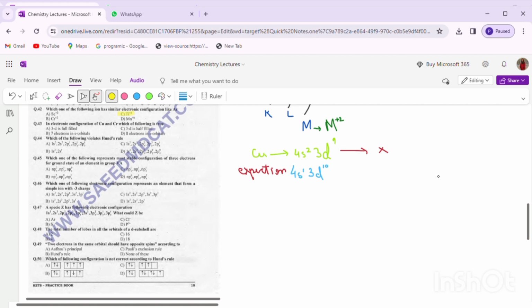Then 43 MCQ, in electronic configuration of copper and chromium, which of the following is true? We need to tell which of the following would be true. So we know that 3d is fulfilled, right? In both the cases.